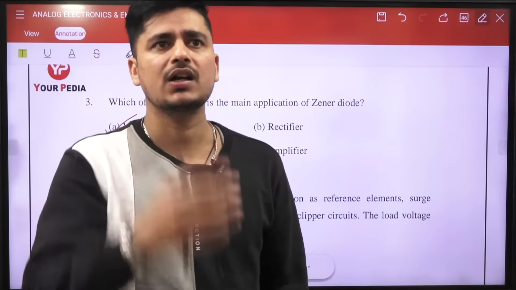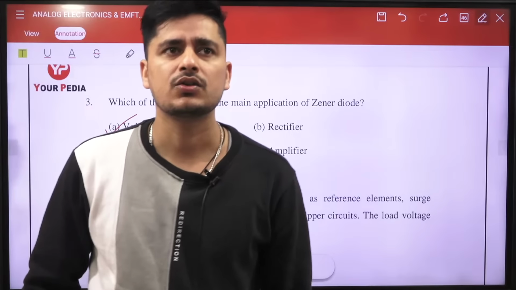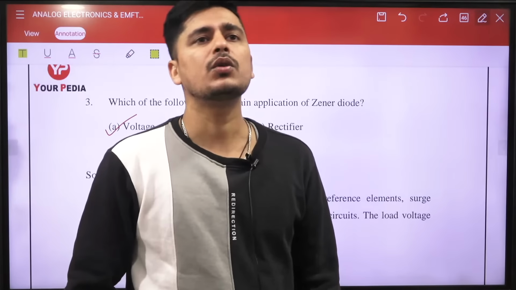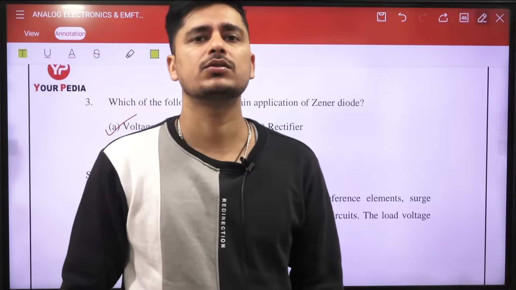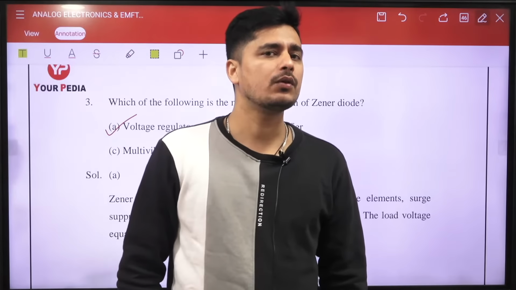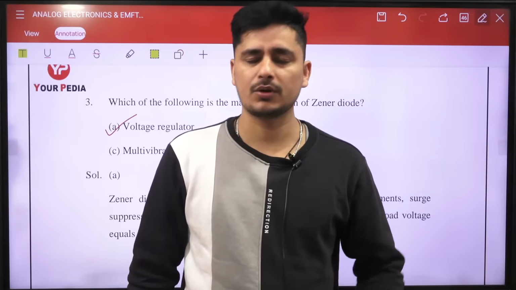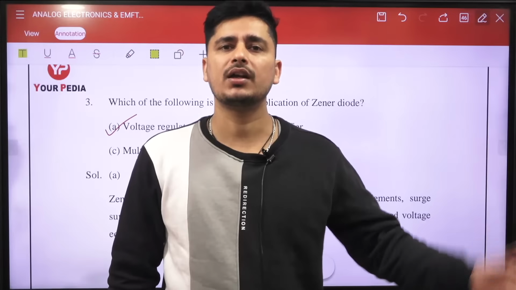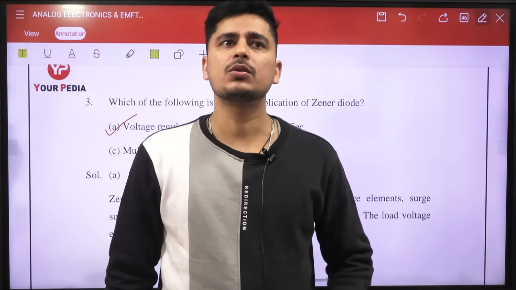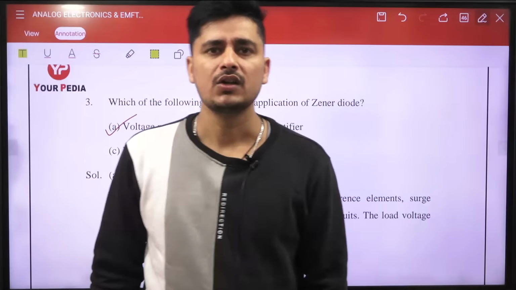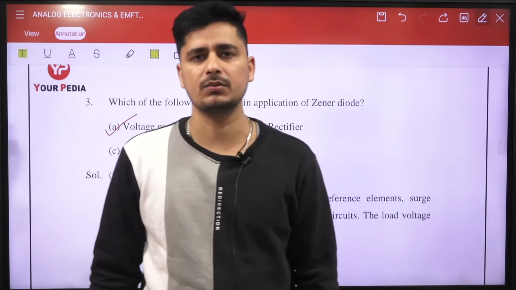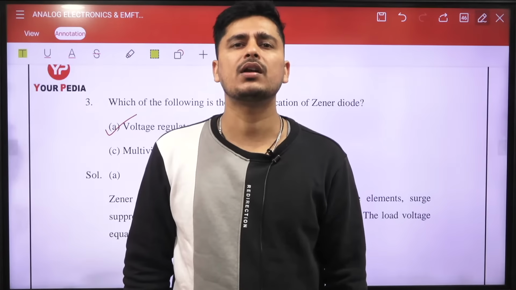Saurav Kumar is asking that Zener diode is used in reverse breakdown, but can you use the Zener diode in forward bias also? As I already discussed in class, you can use the Zener diode in forward bias also, but the problem is that in forward bias it will work like a normal diode. Why would we go for Zener diode if it is similar to a normal diode? We would use the normal diode instead. So it doesn't have any application different from a normal diode in forward bias, and that's why it is not practically used in forward bias.